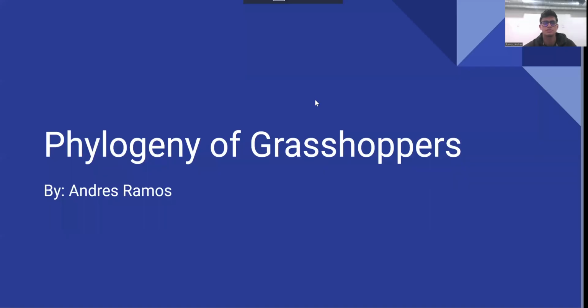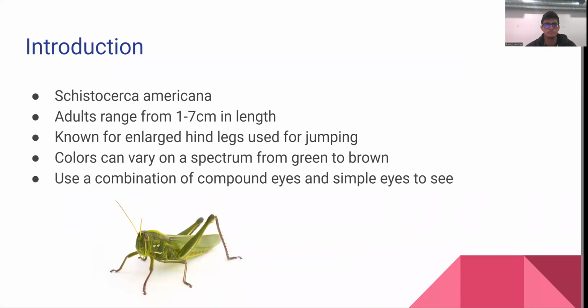So today's presentation is going to be on the phylogeny of grasshoppers. Introduction. The common name is just grasshopper.